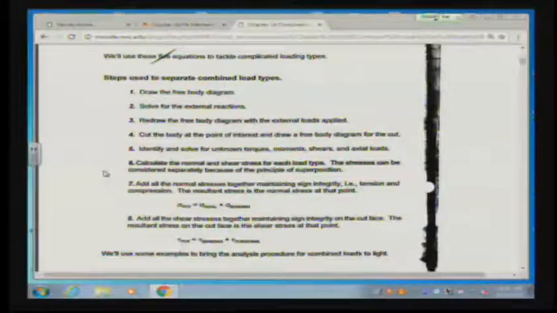So this part of your notes gives you the steps. Draw the free body diagram, which is always necessary. Do your statics, solve for the external reactions. Redraw the free body diagram with the external loads applied. So in other words, you substitute R sub A or a support. You substitute the magnitude of that load and the direction. You do the cutaways. You cut the body at a point of interest and draw a free body diagram for that cut. Then you identify and solve for unknown torques, moments, shears, and axial loads. So we've done steps 1 through 4 so far. 5 is just a little bit more involved, but we've done it for these individual things before. And then we calculate the normal and shearing stress for each load type. And then we add them together using the principle of superposition.